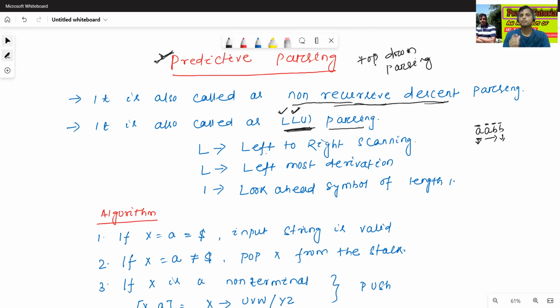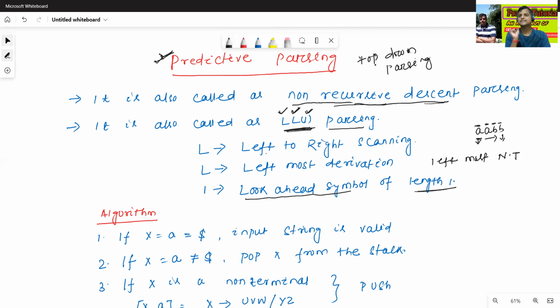It means the parser will always focus on the leftmost derivation, or the parser will first derive the leftmost non-terminal. How to derive the leftmost non-terminal, we have already discussed in the previous class. So what is the meaning of 1? 1 means look ahead symbol. This is called the look ahead symbol of length 1.